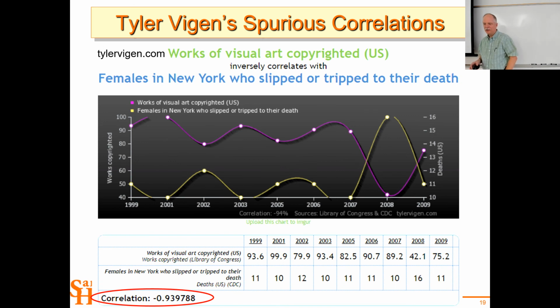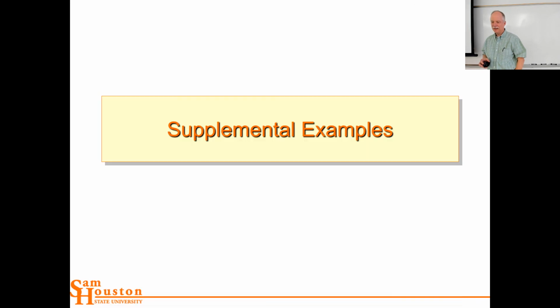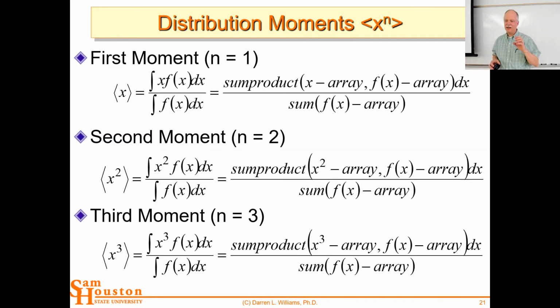Here's another one. Works of visual art copyrighted in the U.S. and females in New York who slipped or tripped to their death. Okay, 93% correlated. So it's just crazy. Now I want to talk about this terminology, moments. The first moment, second moment, third moment. I put this in to talk about the expectation value. That's what we call the first moment, just so that you have this vocabulary word in your arsenal.